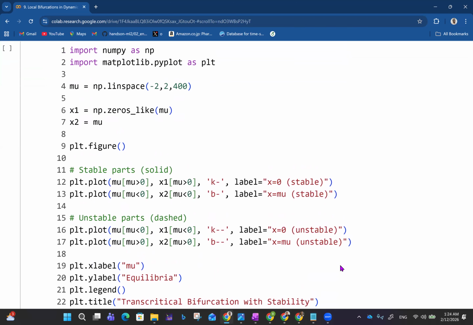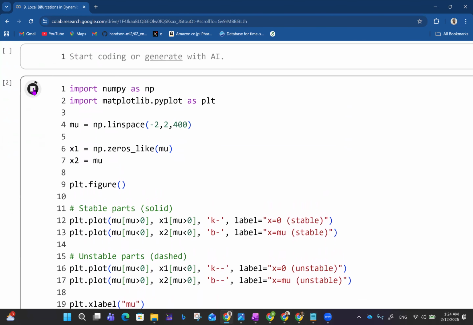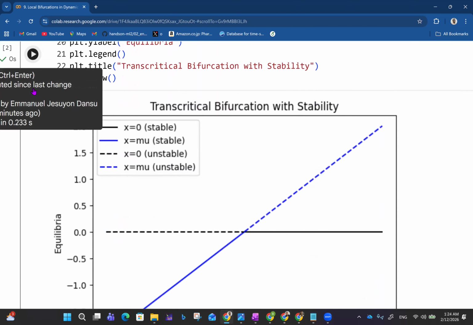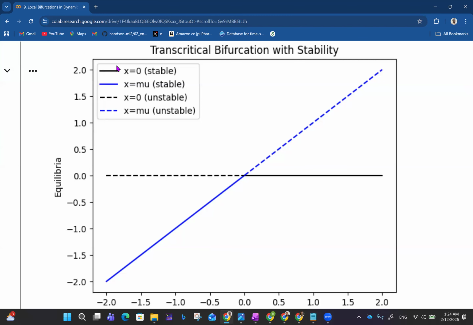If you want to visualize this, you just come here. You have x1, which is 0, so you need to create a matrix of zeros, and x2 is simply mu. Then we just plot that using this. You may want to modify this as you like. So at 0, there's a switching taking place. This black line is x equals 0 right here.